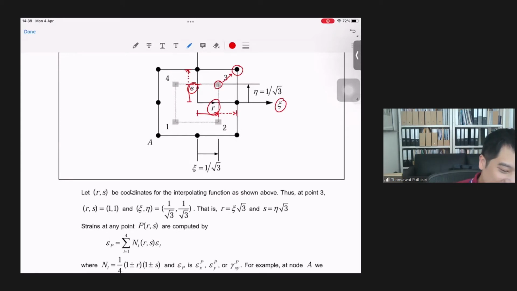Because R and S pretty much align with the C and eta axes, you just scale them up. You scale from this location to this location. So you can think of R as equal to C multiplied by square root 3, just to scale them up a little bit, and S equal to eta times square root 3.